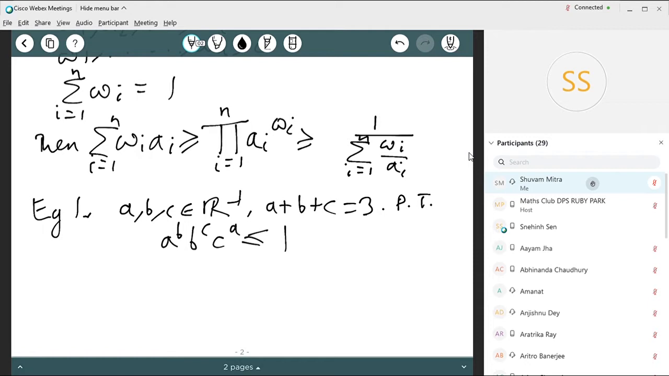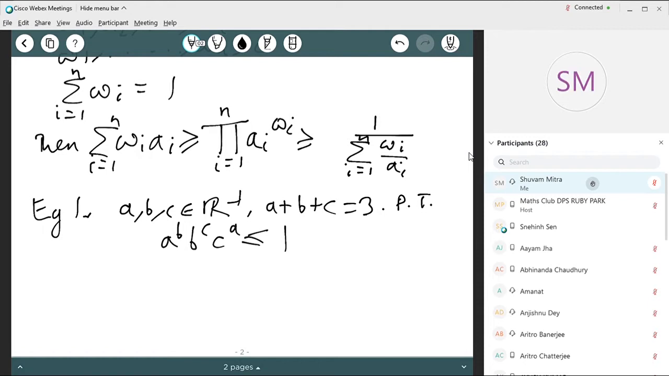Anyone? Ideas? We can prove that 1 is greater than or equal to ABC. So how will that help us? It was not helping. Yeah.